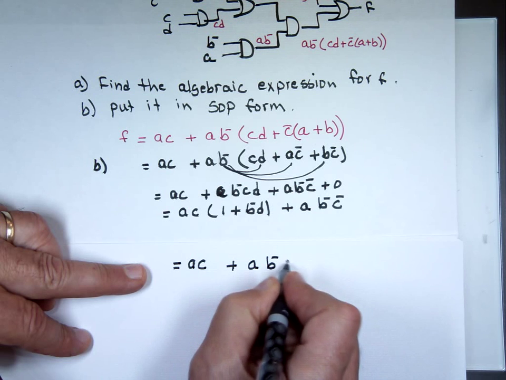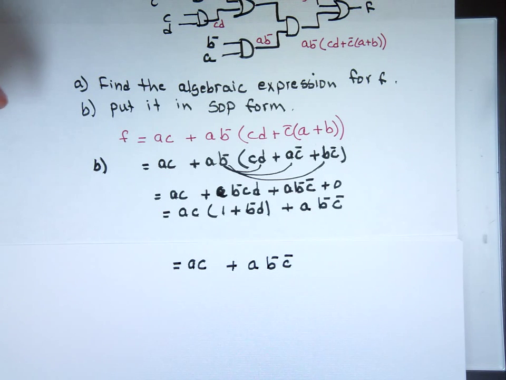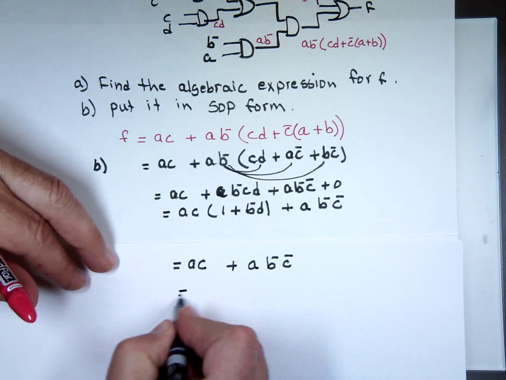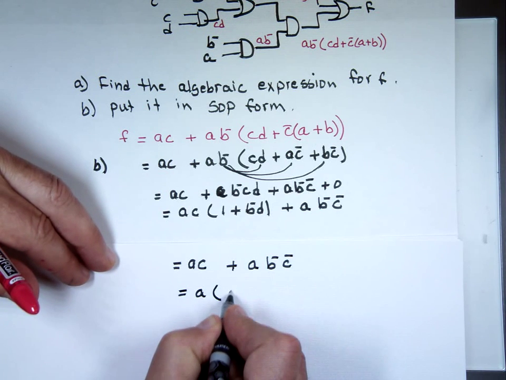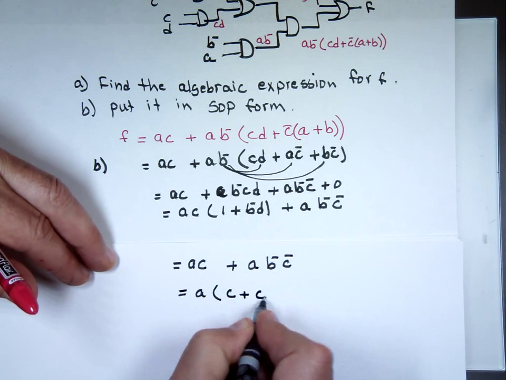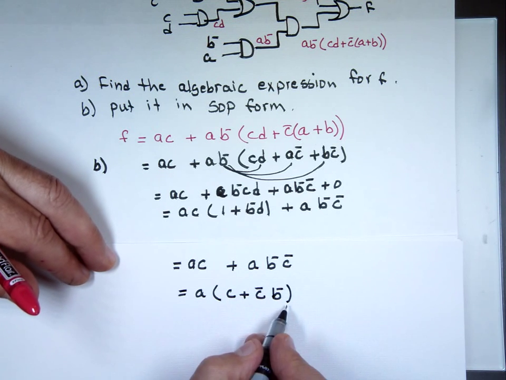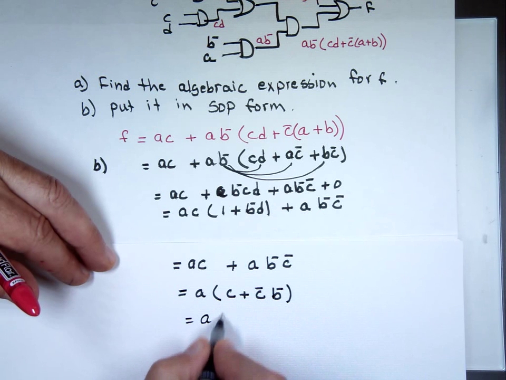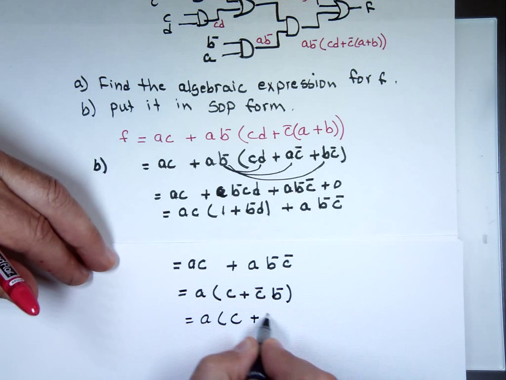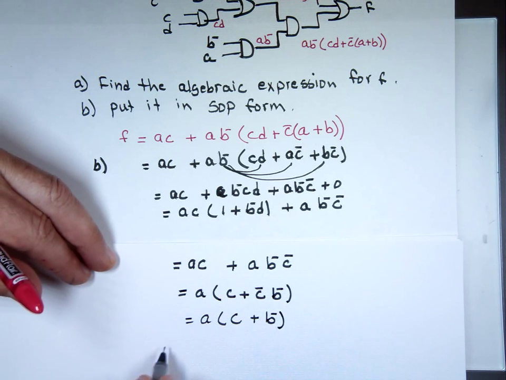The question: can I simplify this anymore? Yeah, I can take an A out. If you take an A, what's left? C plus what? C bar, B bar. This will be C plus B bar. Distribute that again because they want it in the form of sum of product.